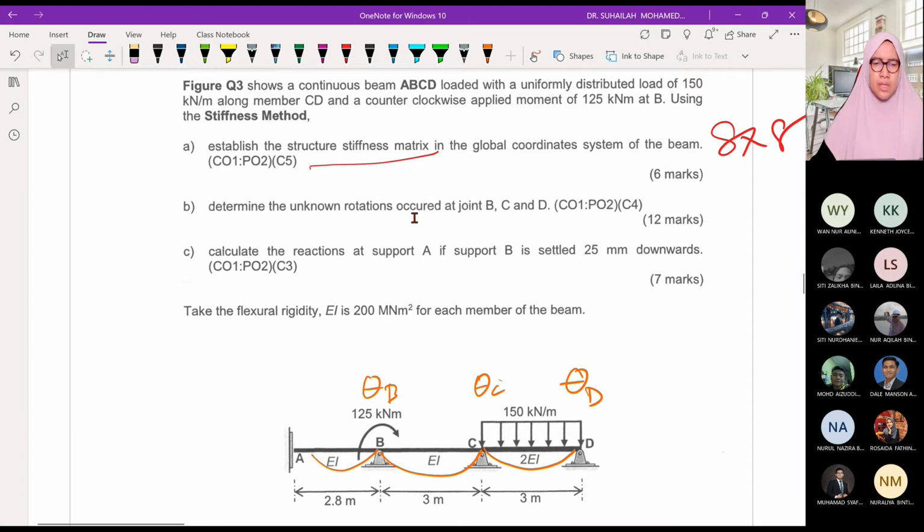Determine unknown rotation at B. Okay, yang A dengan B ni yang standard lah. Tapi yang C baru kena include yang ni. Okay, cuma ada tambahan sikit je lah dekat C tu. Tambahan sikit untuk get full mark.